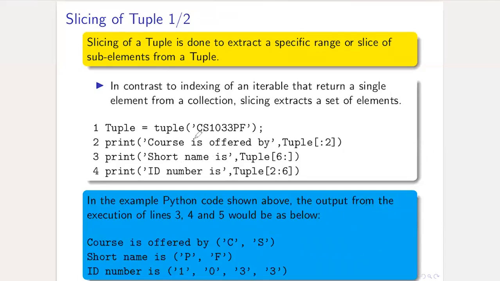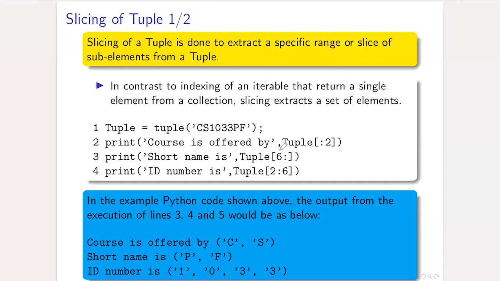So we have the string CS1033 PF. Actually that is your postcode. I'm sending this string to the built-in tuple function, and the tuple function will iterate over this string and will create a tuple with 1, 2, 3, 4, 5, 6, 7, 8 elements. So that will be an 8 element tuple.